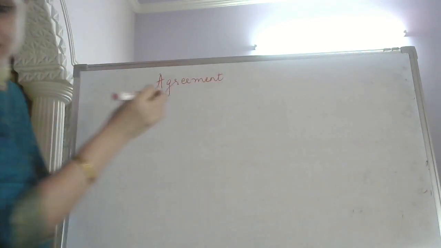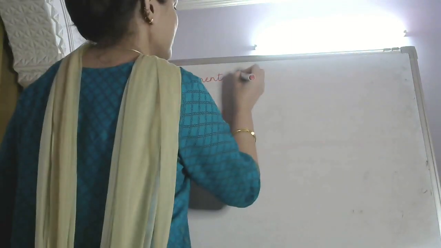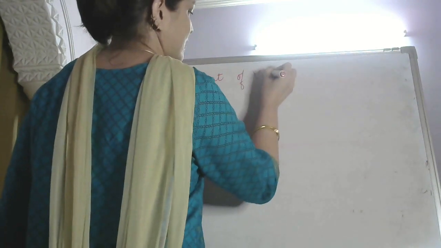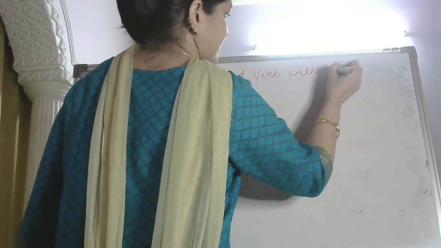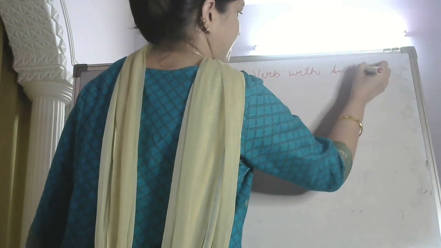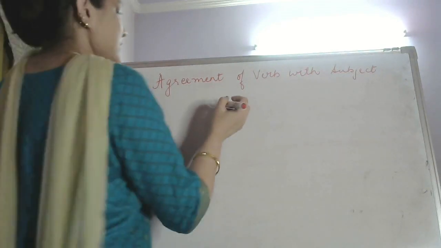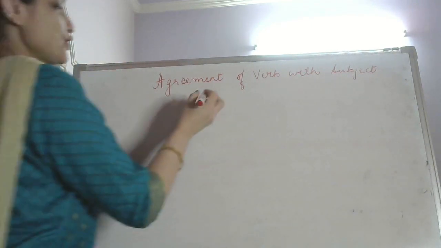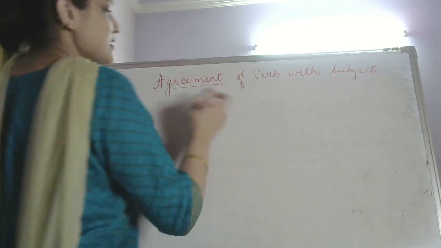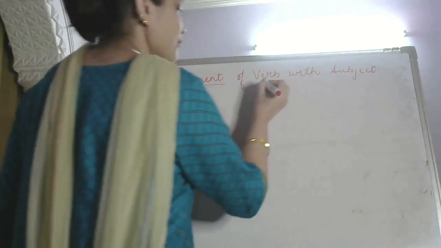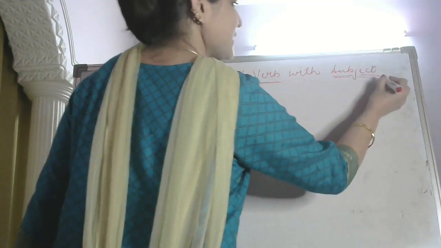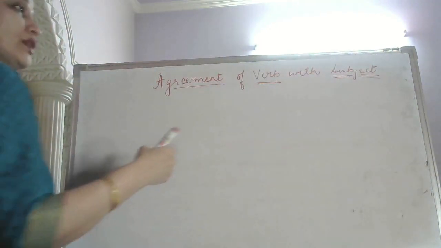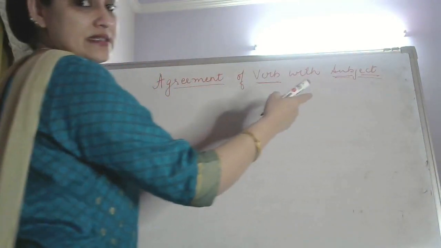Agreement of verb with subject. Right? Now what you have to understand, there should be an agreement, means balance between the verb and the subject. As the topic itself says, you have to make sure that they are nicely balanced, right?